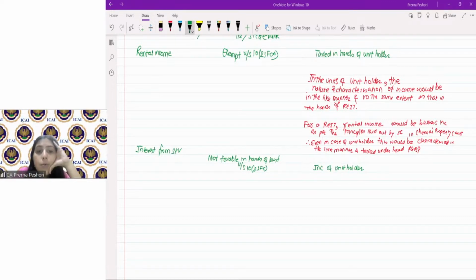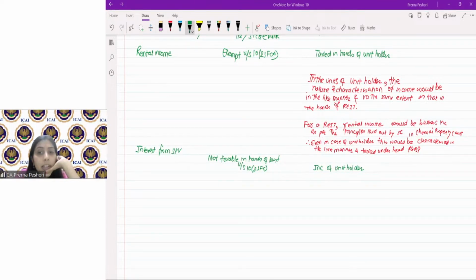So, understand one thing. Income by way of interest is not specifically covered under 56(2). For example, interest on securities. If the securities are held as stock in trade, then it is a business income. If they are held as investment, it is other sources. Right? So that is interest on securities. But this is interest on loan.